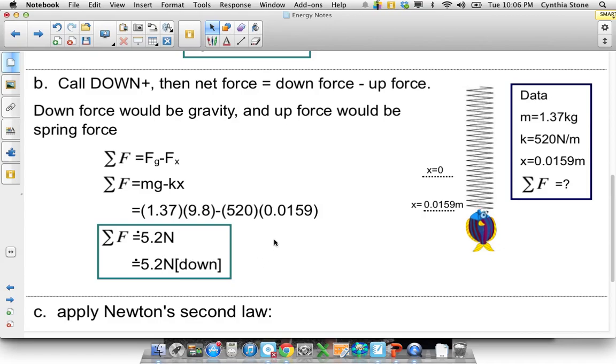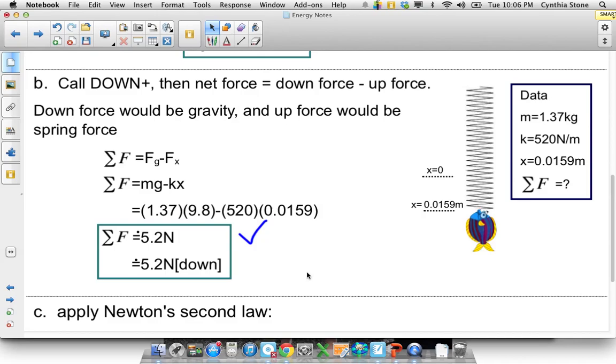And just be careful because I figure the thing's moving downwards, I decided to call down positive. So my net force is whatever's pulling it down, which is gravity, take away whatever's holding it back. Okay? So I don't know, the number looks pretty good. Say good work, Miss Stone. Check mark on it. All right, one more.